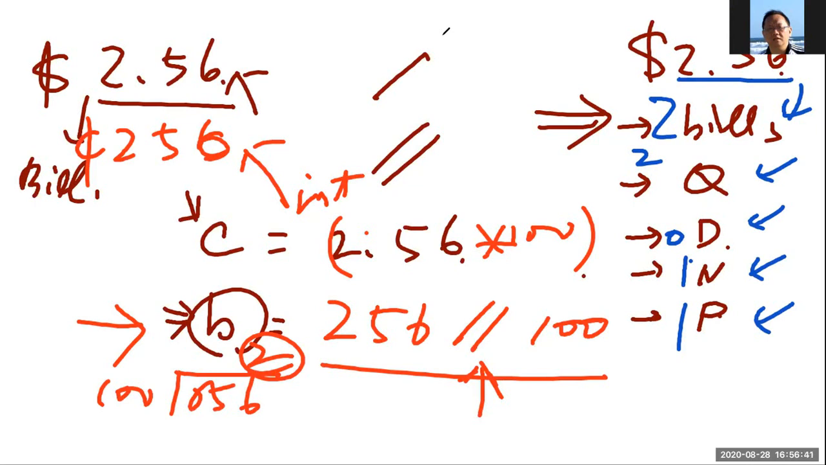You need to find the quarter, dime, nickel, and penny. Is that okay? And you do it one by one, one by one, from dollar bill to quarter to dime to nickel to penny. Is that okay? Can you do that? How about Ethan? Can you do it?